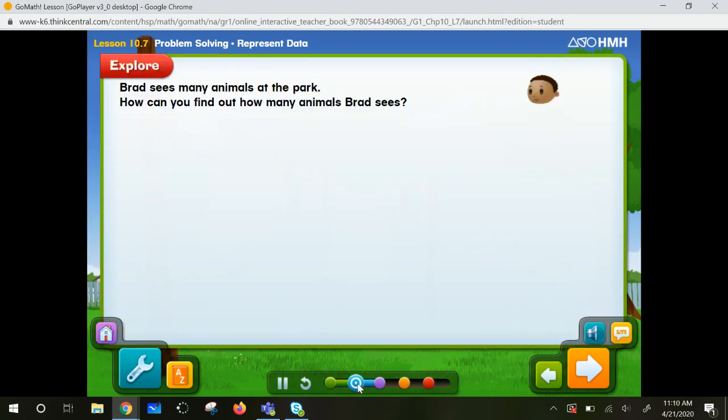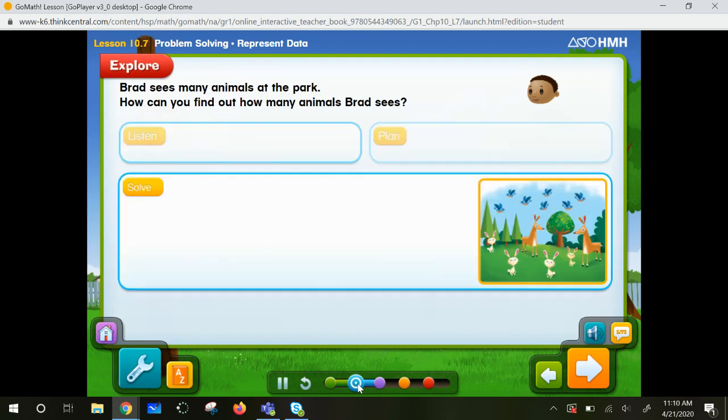Brad sees many animals in the park. How can you find how many animals Brad sees? Brad took a picture of the animals he saw at the park. He saw rabbits, birds, and deer. Let's figure out how many animals Brad saw. What do you need to find? You need to find how many animals Brad sees.